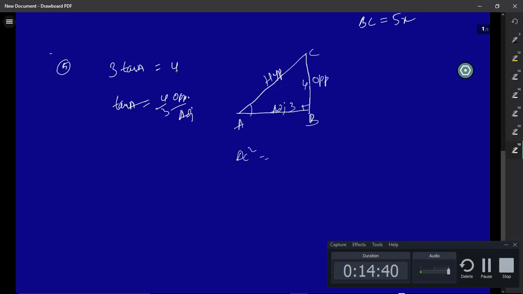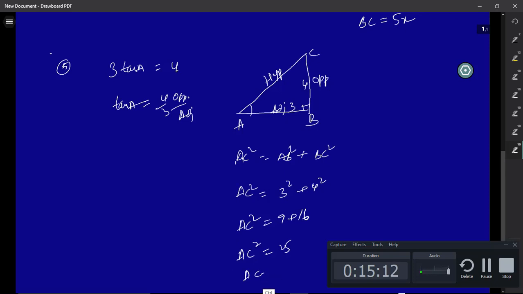It's pretty simple. According to Pythagoras theorem, square of the hypotenuse is sum of squares of other two sides. So AC square is AB square plus BC square. AB is given as 3, BC is given as 4. 3 square is 9, 4 square is 16, 9 plus 16 is 25. So if I remove square from the left hand side, I'll have to put a square root on the right hand side. So AC is 5.